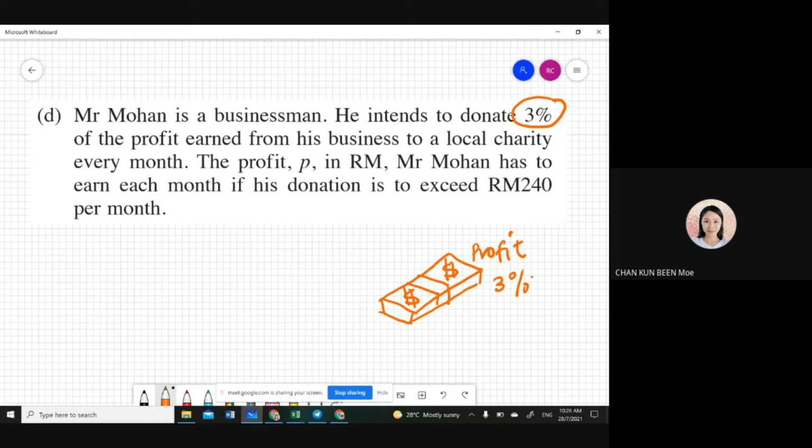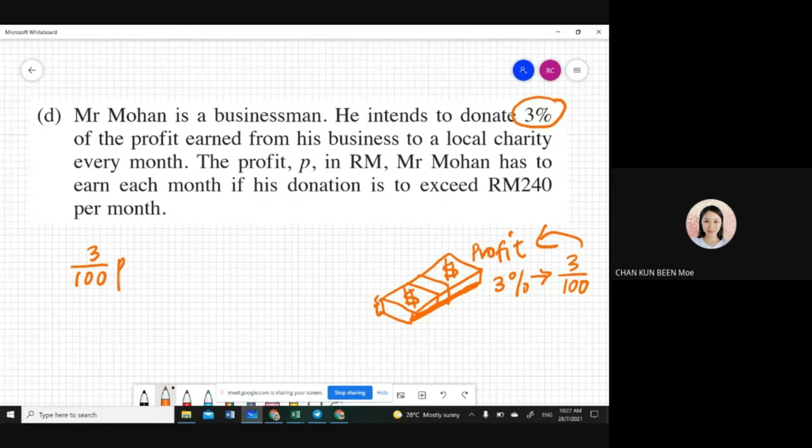If I ask you to change the 3% into a fraction, can you change it to fraction? 3% is equal to how much? 3 over 100. Yes, very good. So 3% of his profit might be 3 pieces from 100 pieces of money over here. Okay, so next thing, let's see. 3 over 100 out of the profit. So we are going to write it down as 3 over 100. And then the profit is going to be replaced with P, because you can see here, the profit P in RM. So I'm just going to replace it with P at the back.